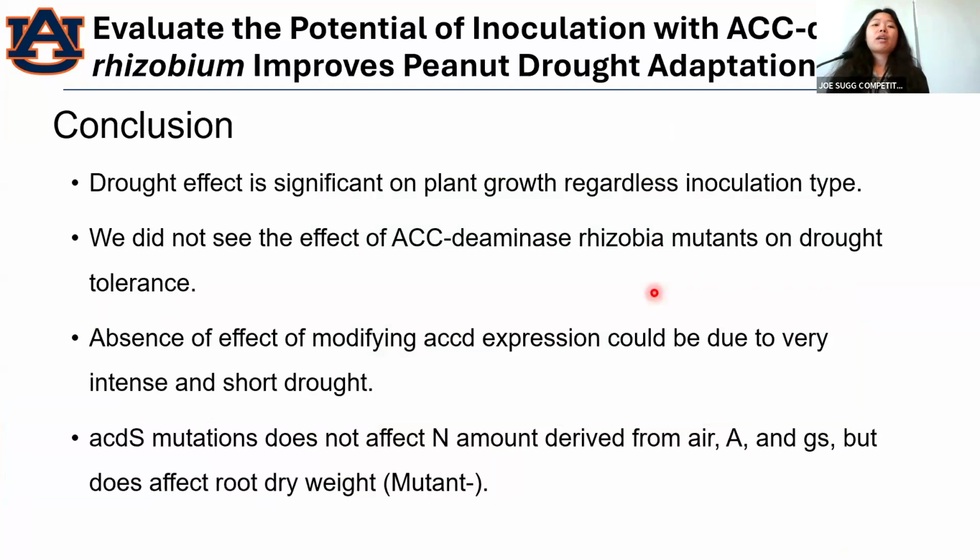So with that, we conclude the drought effect is significant on the plant growth regardless of the inoculation type. And we didn't see the effect of ACC deaminase rhizobia mutant on drought tolerance. The absence of effect of modifying the ACDS gene expression could be due to short and intense drought. And the ACDS mutations don't affect the nitrogen amount derived from the air, photosynthesis, or stomata conductance, but they do affect the root dry biomass, especially when inoculated with mutant negative.